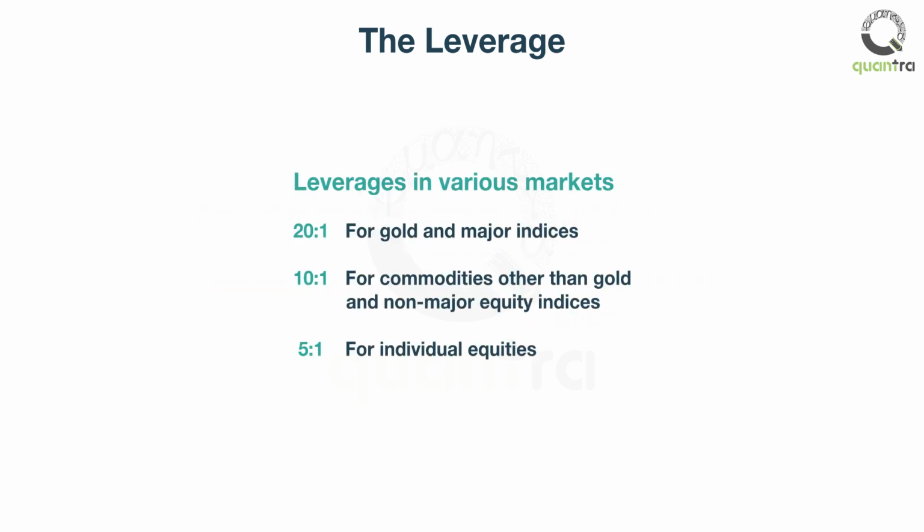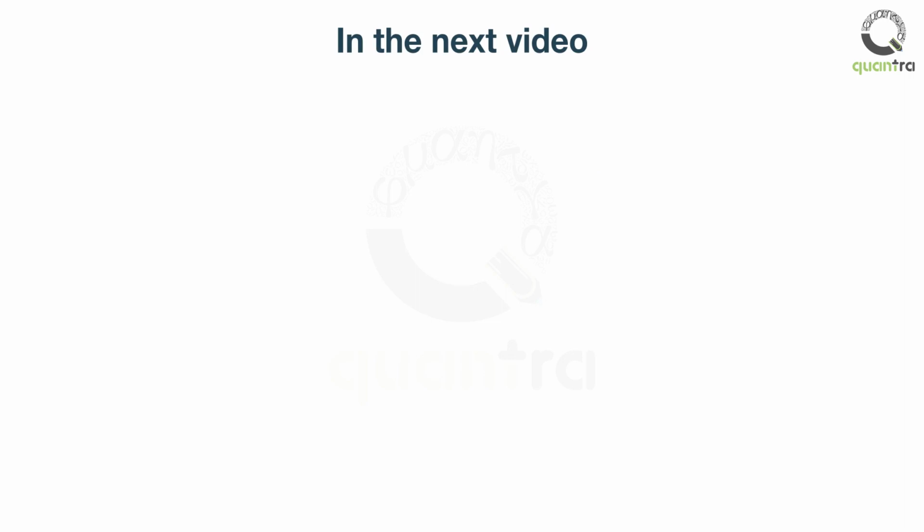Leverage of this magnitude is significantly larger than the 20 to 1 leverage offered for gold and major indices, 10 to 1 leverage offered for commodities other than gold and non-major equity indices, and a 5 to 1 leverage offered for individual equities. Now that we have a basic understanding of the Forex market, in the next video we will learn about the impact of macroeconomic factors on the Forex market.